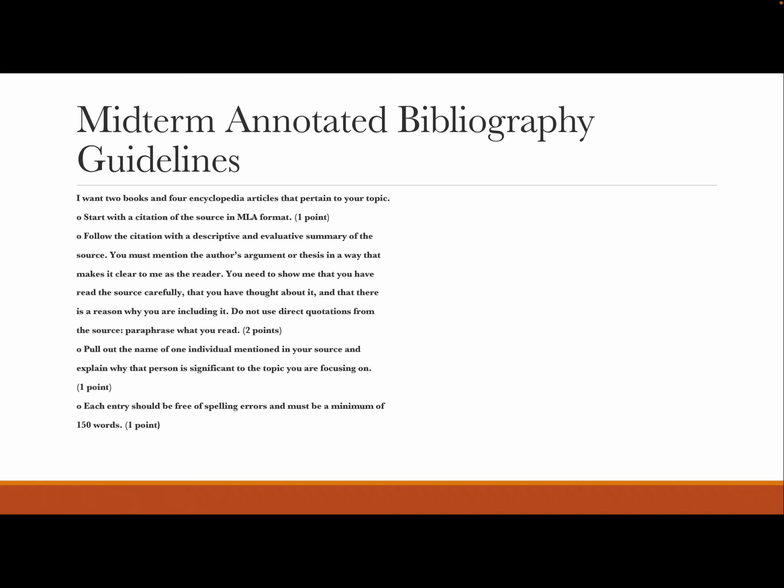Now, one important thing that a lot of people miss, and it will affect your grade: I want you to pull out the name of one individual mentioned in your source and explain why that person is significant to the topic you are focusing on. So again, it could be a significant researcher, a significant political figure, organizer, theorist, but basically, I want you to go into it enough where you actually can recognize at least one person that is important to the topic that's mentioned in your source.